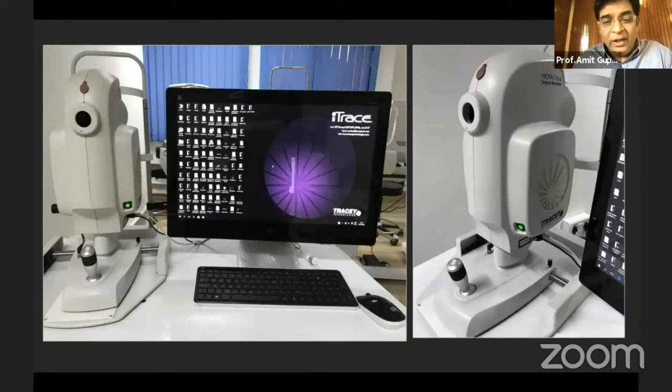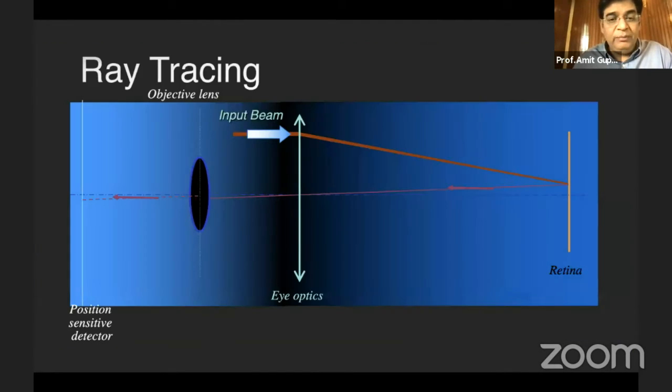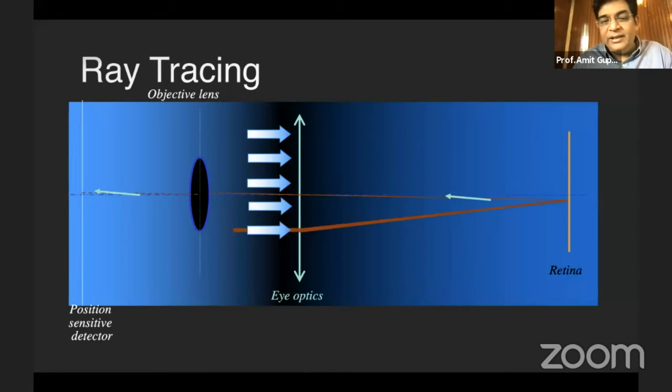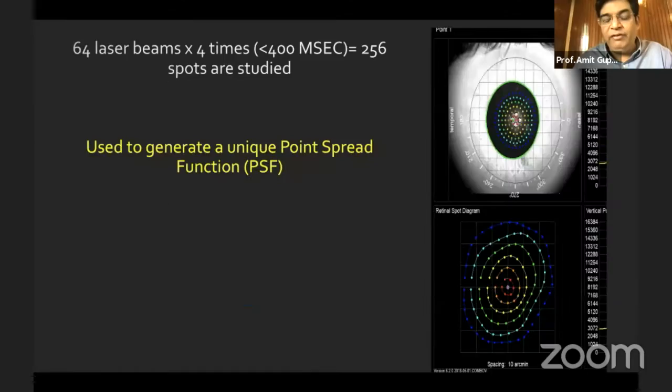So the iTrace is one of the newer modalities. What it does is send in infrared laser beams of light, which focus on different parts of the retina. These are 64 laser beams, and they are shot four times into the eye, so a total of 256 spots are studied.